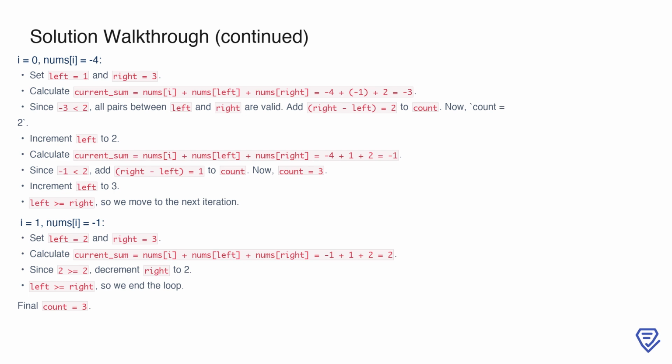Since 2 is not less than the target, we decrement right to 2, and the loop ends as left is no longer less than right. The final count for this example is 3.